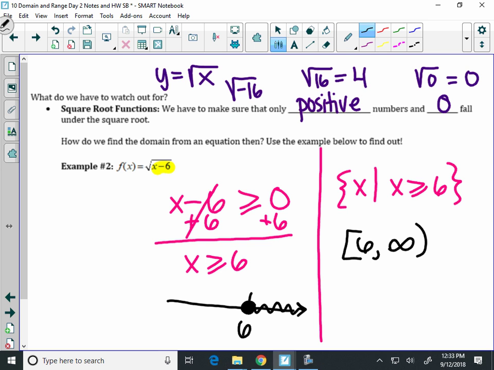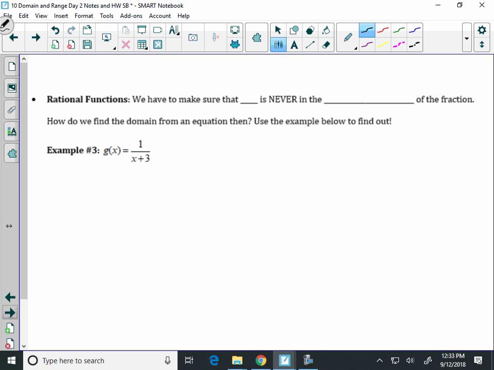Let's see. I want to say the right thing here. All right, we have another function here, the rational function, y equals 1 over x. We have to make sure that 0 is never where in a fraction? The denominator. 0 can never be in the denominator of a fraction. That's called undefined.